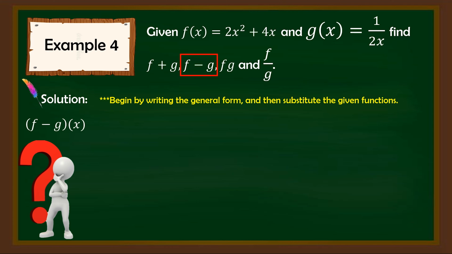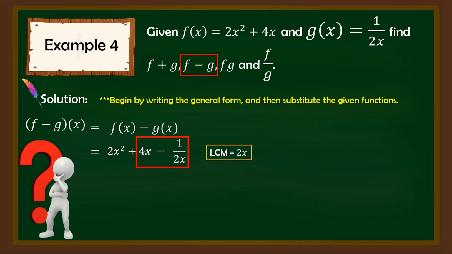By that, f minus g of x is equal to f of x minus g of x. Substitute f of x by 2x squared plus 4x and g of x by 1 over 2x. Then, combine similar terms. By that, we will subtract first 4x minus 1 over 2x. Since the other one is a whole number and the other one is a fraction, we will find first the LCM, which is 2x. By that, we have here 2x squared plus 4x times 2x over 2x minus 1 over 2x.